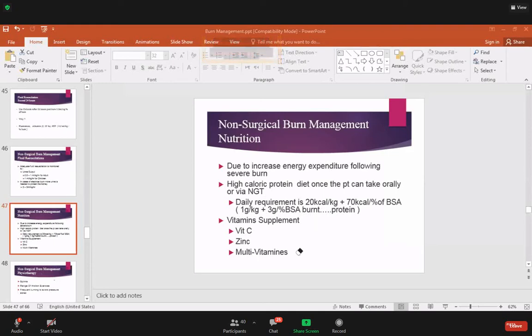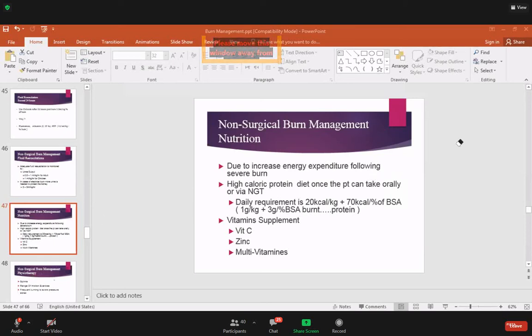Thank you. And along with these, we have to give them vitamin supplements, vitamin C, zinc, and multivitamins, as these are the mediators of the repair work, and they are needed for the skin integrity and the later outcome of the patient.